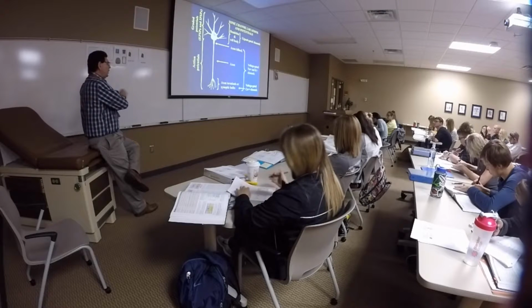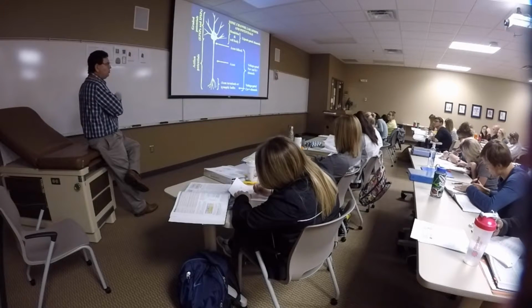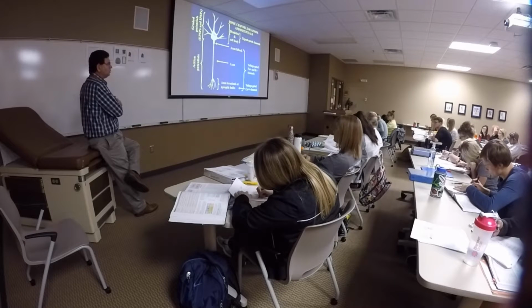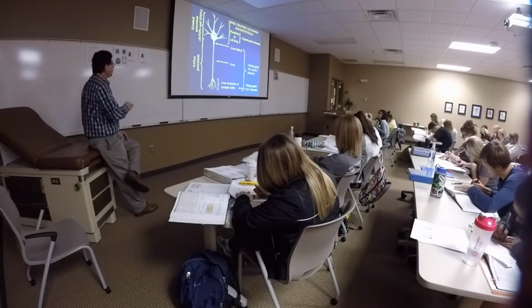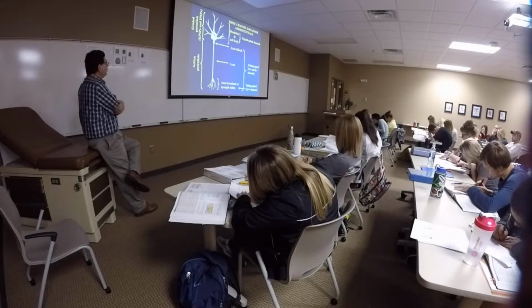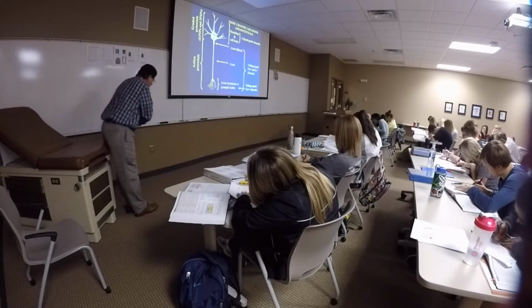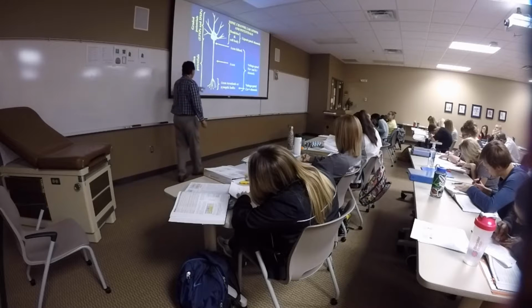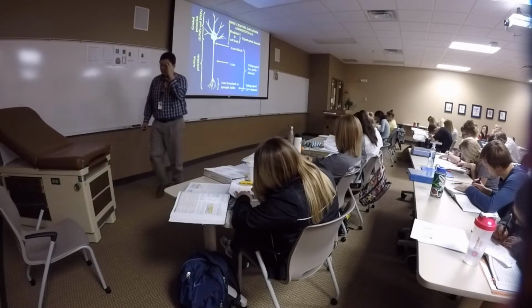And if it drives the axon hillock to a level called threshold, then you will generate action potentials that will propagate down this axon. But if the graded potentials are not great enough to drive that axon hillock to threshold, then this neuron remains quiescent and it's not going to release neurotransmitter.